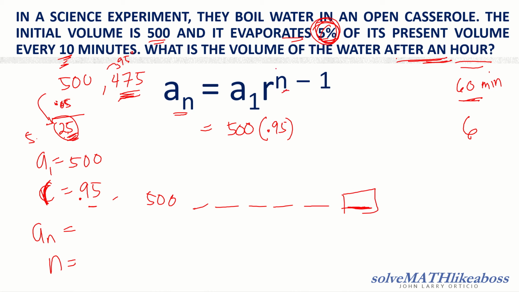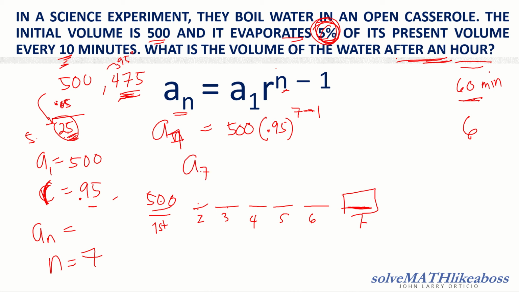Ngayon, n ba natin is 6? No. Ang n natin ay 7. Bakit? Siyempre, kailangan natin isama yung 500. Siya yung first term eh. Tapos, after na 6, bibilang natin 1, 2, 3, 4, 5, 6, 7. So, ang n natin is 7, minus 1. Ayan. So, ang hinahanap natin yung pang-7, A sub 7.